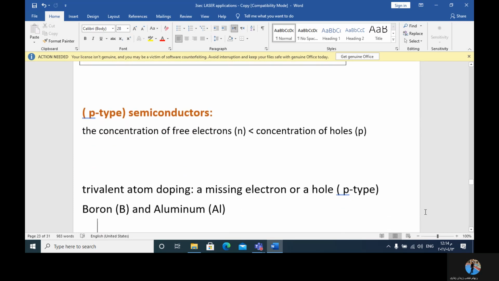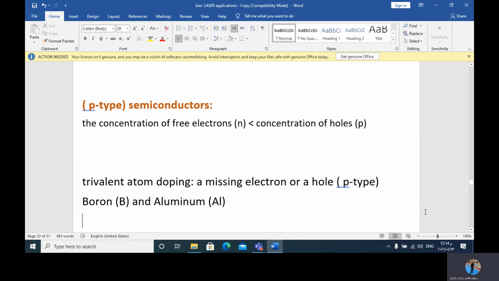The other type of semiconductor is the p-type. In p-type, the opposite holds: the concentration of free electrons is less than the concentration of holes. Now, how to achieve this? How to make the number of electrons less than the number of holes? I can do the opposite.